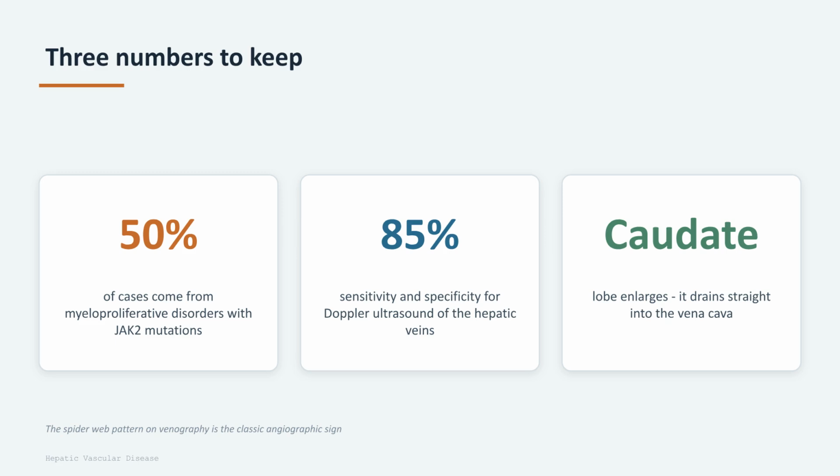Third, the caudate lobe. It enlarges because it drains directly into the inferior vena cava through its own separate veins. So it keeps draining while the rest of the liver cannot.